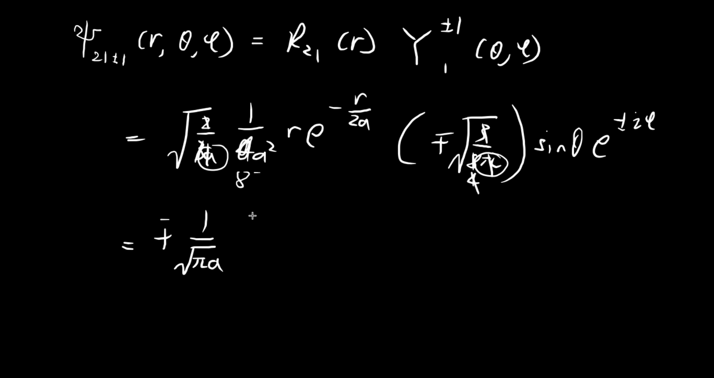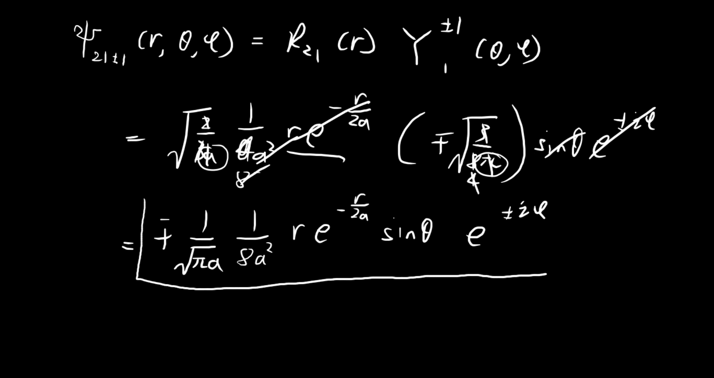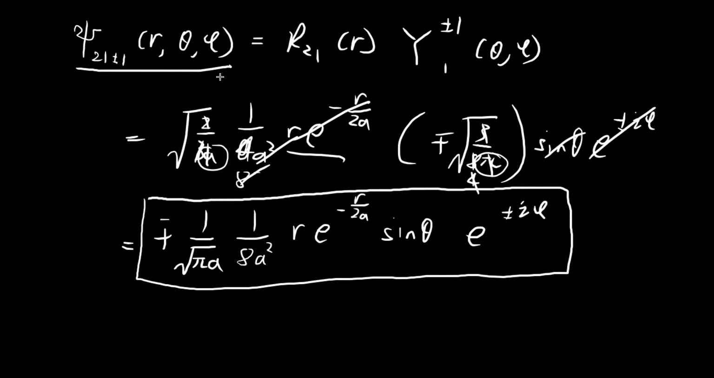And then we have these other constants that are not inside a square root term, so 8a squared. And then we have these terms, r e to the power of negative r divided by 2a. So we've taken care of these. And then we have sine theta, and then we also have this e term. So there you have it. This is your solution. So this expression will give us these particular solutions to the time-independent Schrodinger equation.